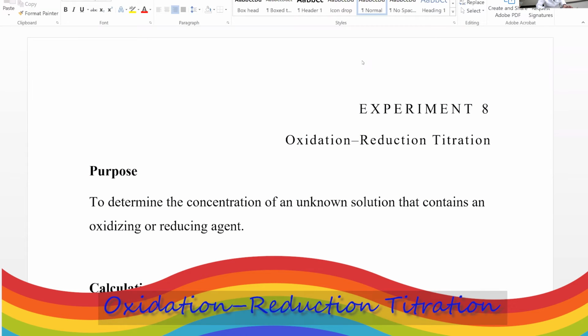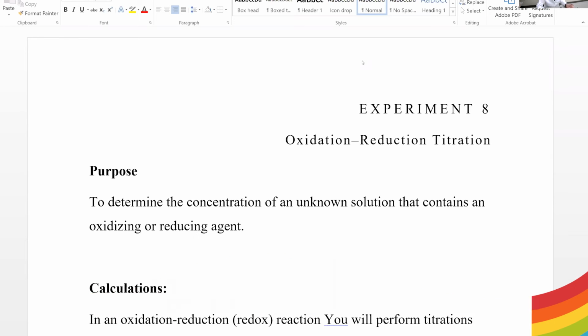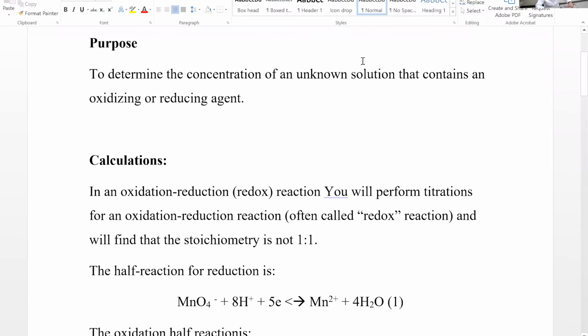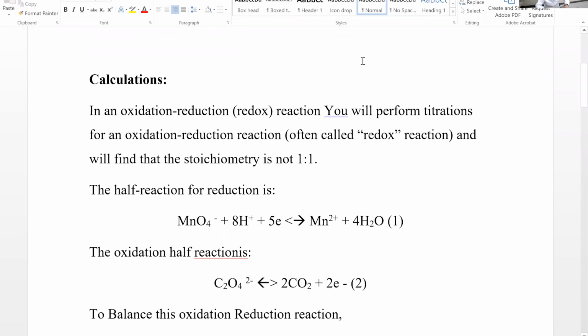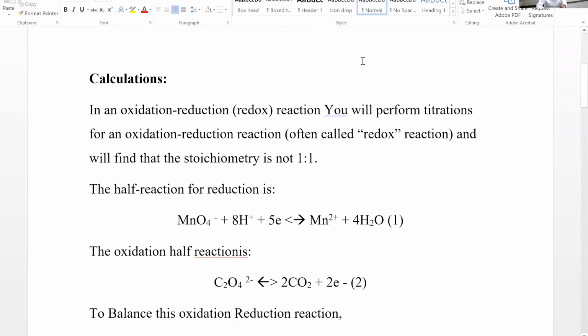Oxidation is about oxidation reduction. Titration is another titration, a kind of volumetric analysis. But in this case, it's not acid-base, so it's not a neutralization reaction. It's an oxidation reduction reaction. Of course, the reaction is a redox reaction. We are going to perform titration. We are using a burette and a pipette for exact measurement of the volume.